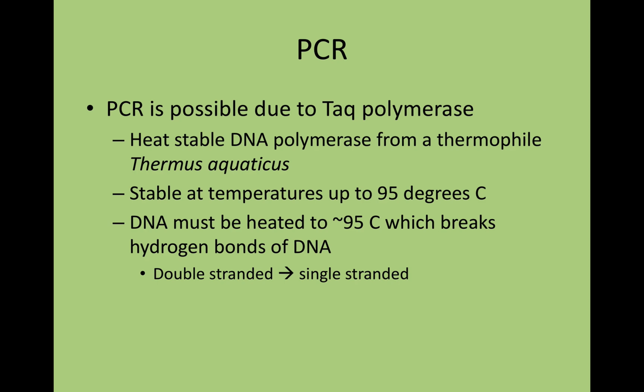PCR is possible due to an enzyme called Taq polymerase. Taq polymerase is a heat-stable DNA polymerase from a thermophile called Thermus aquaticus. This is important because our first step in PCR is to denature the DNA and heat our DNA to 95 degrees Celsius. At that temperature, the double-stranded DNA hydrogen bonds will break. So we're going to make single-stranded template DNA.